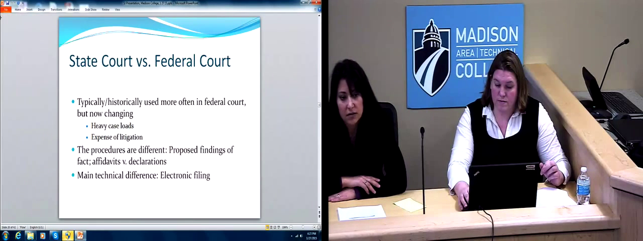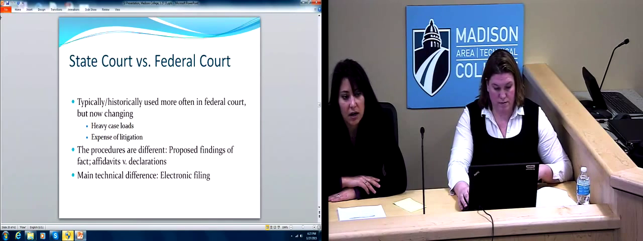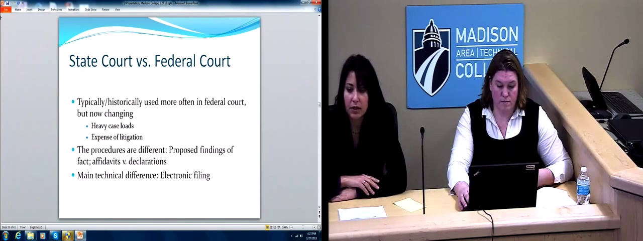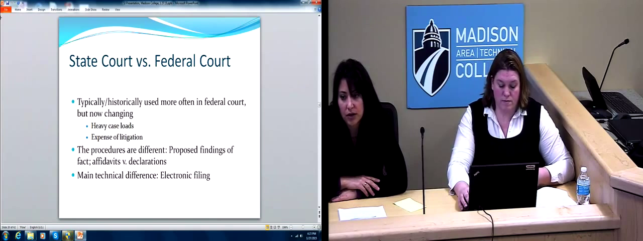Federal cases more often have the type of legal claims that are more prone to summary judgment motions. If you're in federal court, you can be assured that your judge knows the standard for summary judgment and has ruled on a lot of summary judgment motions. If you're in state court, your judge may not have all that much experience with summary judgment. So again, know what court you're in, know who your judge is.